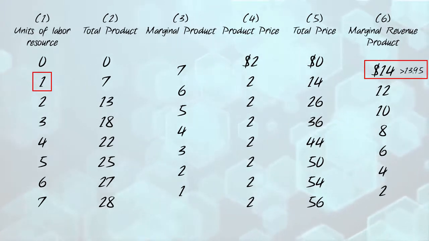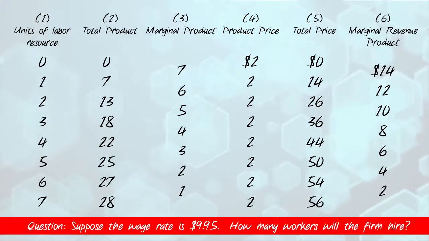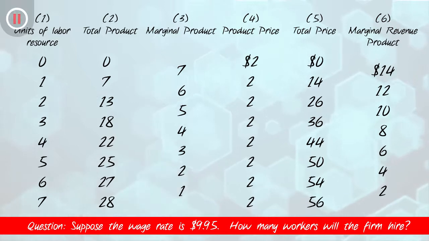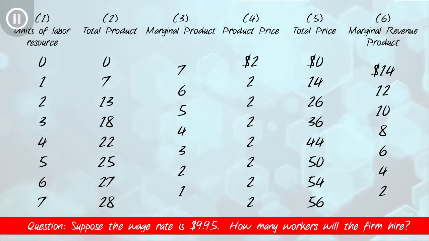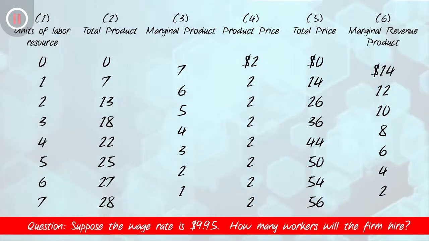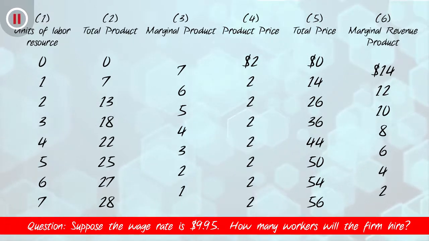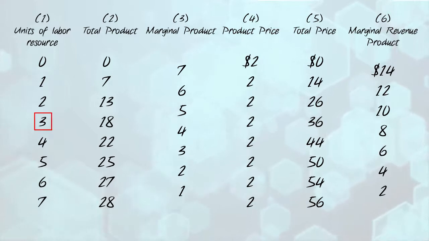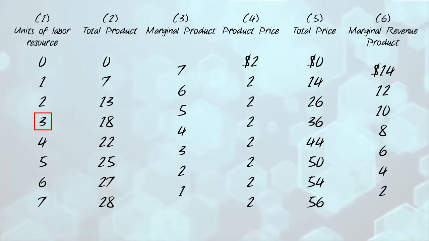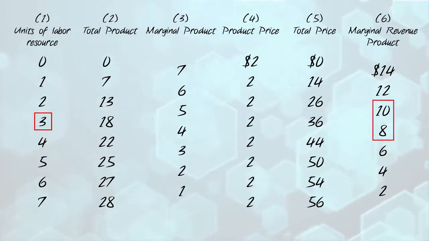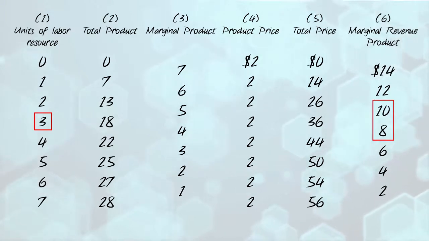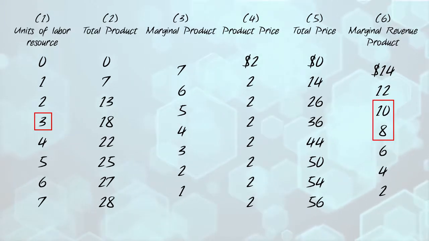so it is profitable to hire that worker. Now, what about if the wage rate is $9.95? How many workers will the firm hire? That's right, the firm will hire 3 workers. And it should be evident from this example that the MRP schedule does indeed constitute the firm's demand for labor.